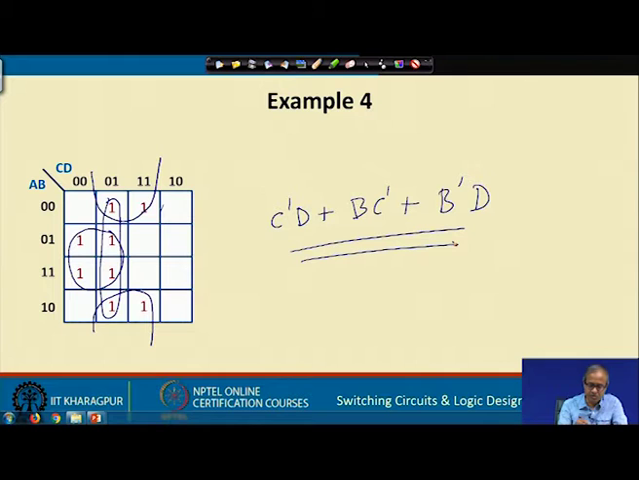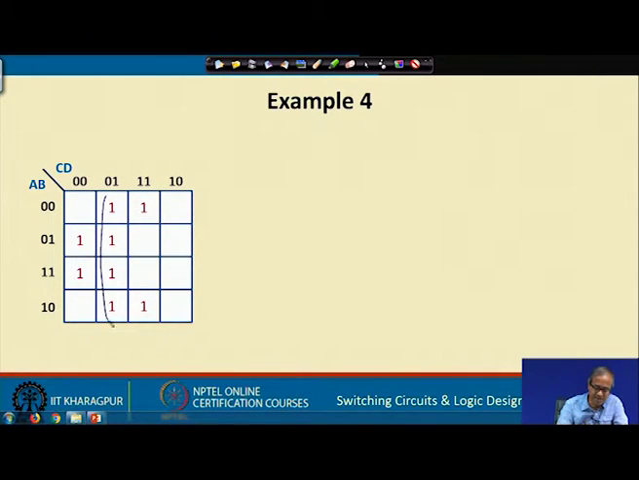So, when you choose these cells, you should be judicious. You should not select something like this: I select this, I select this, then I select this. This is not minimum, because I can make it bigger. I can make these two and these two to make it a cube of size 4. So, here I shall try to make the cubes as large as possible.